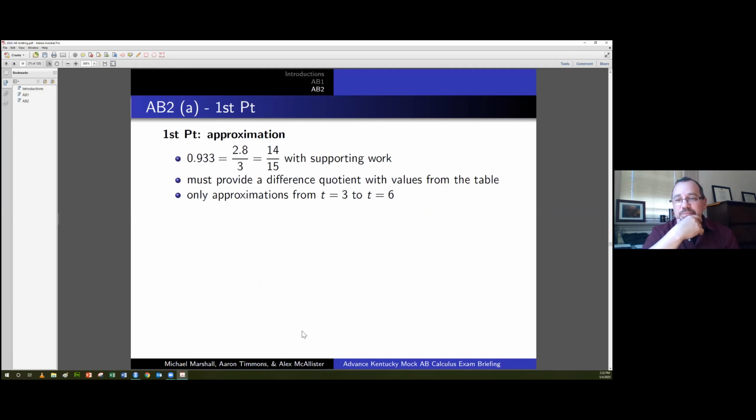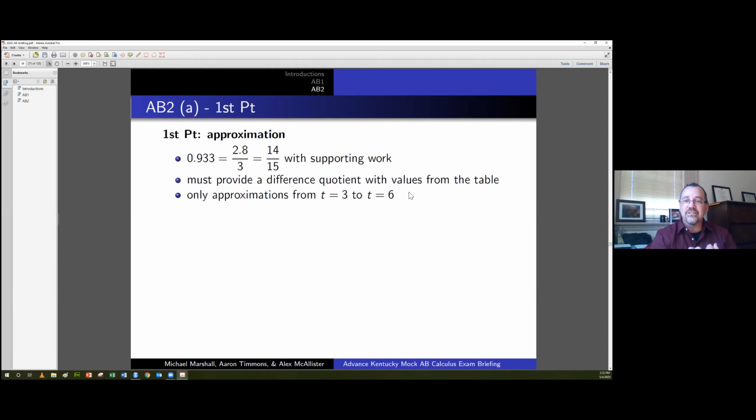So for the approximation, we'll be looking for 0.933. This is where that three decimal rule will be relevant. There are other ways. The students might say 2.8 over 3. They might say 14 over 15 with some supporting work, because we asked them to show work. They have to provide a difference quotient with values from the table. So we need to see where that number came from. They can't just say 0.933. And then we're only going to work with approximations from t equals 3 to t equals 6, because they've been asked to work at 4.5, right?